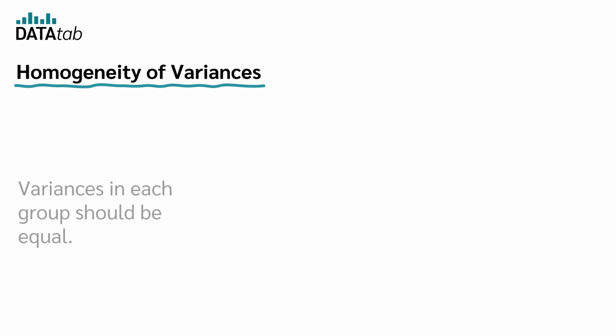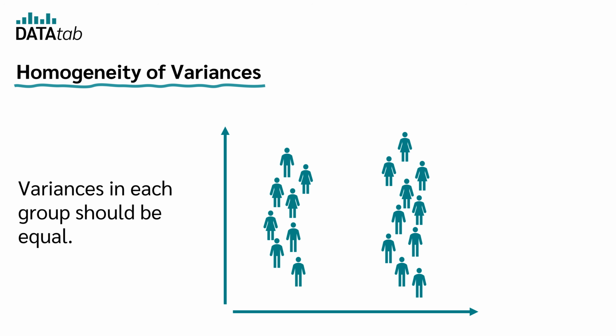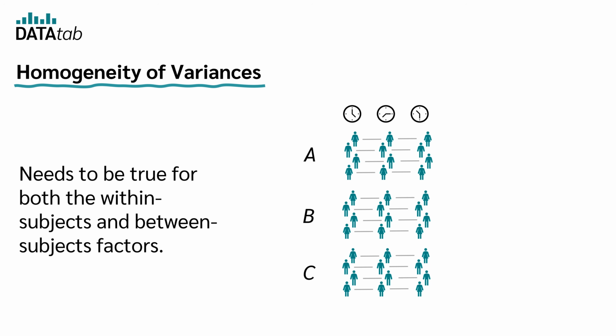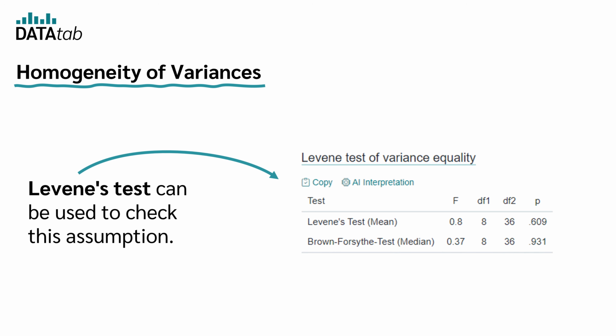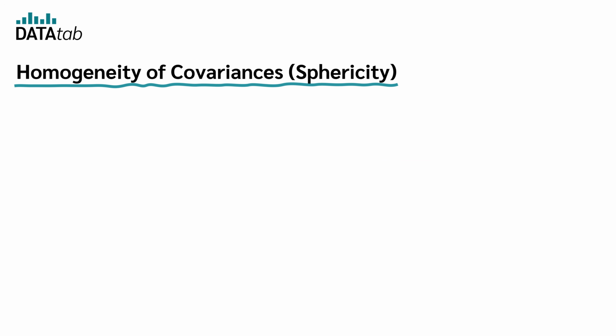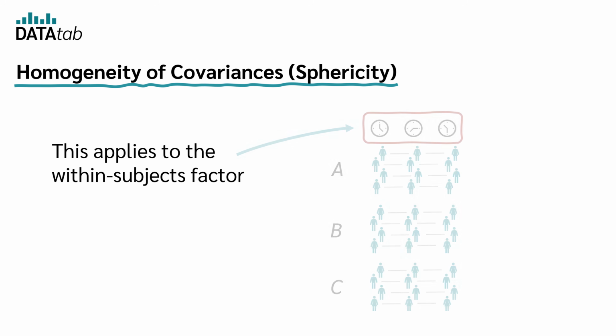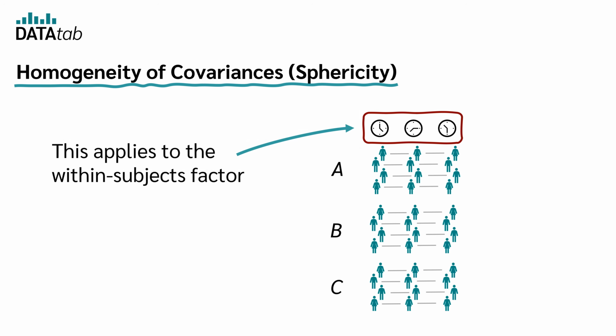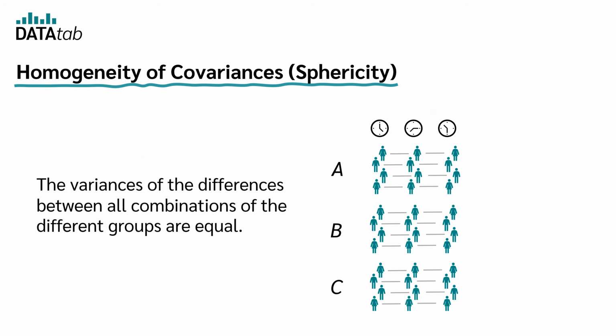Homogeneity of variances. The variances in each group should be equal. In mixed model ANOVA, this needs to be true for both the within subjects and between subjects factors. The Levene's test can be used to check this assumption. Homogeneity of covariances, sphericity. This applies to the within subjects factors and assumes that the variance of the differences between all combinations of the different groups are equal.